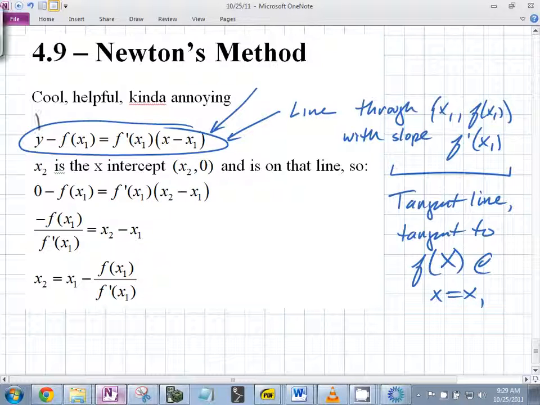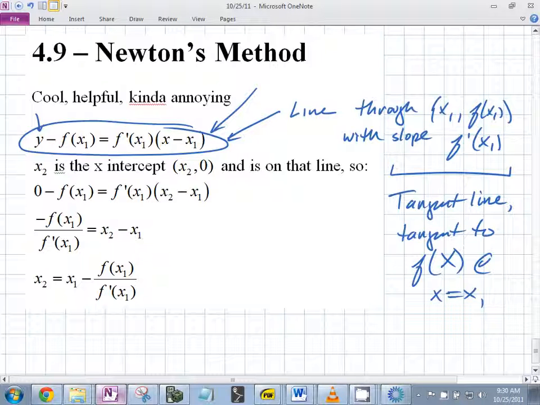So we set y to 0 here, and we set when x is 0, we're saying x is going to be x2. What we solve for there is x2. So x2, just in terms of everything we know, is right there. We did some algebra here, put an x2 right there, and then solved for x2. So we just found the x-intercept of a line just in terms of its slope and the point that it goes through, starting with this point slope form.